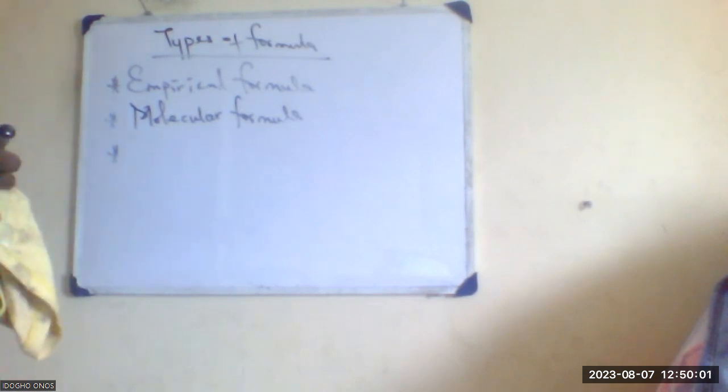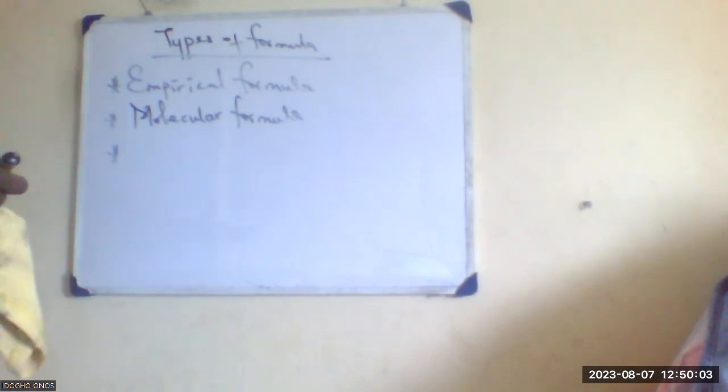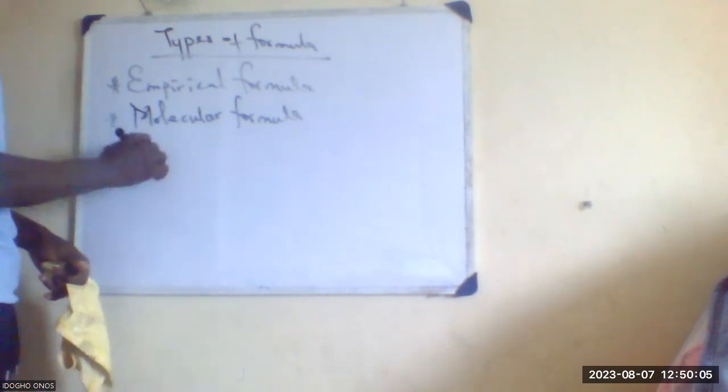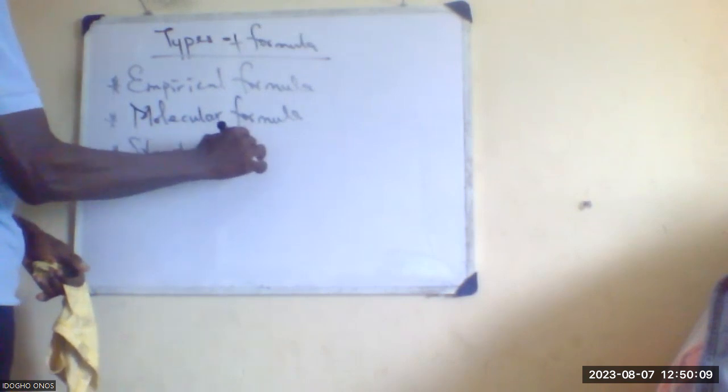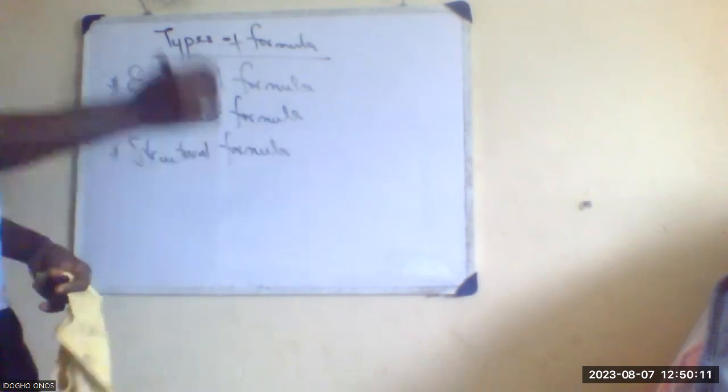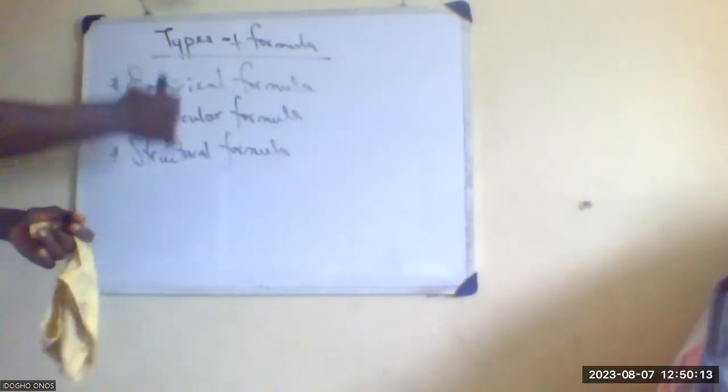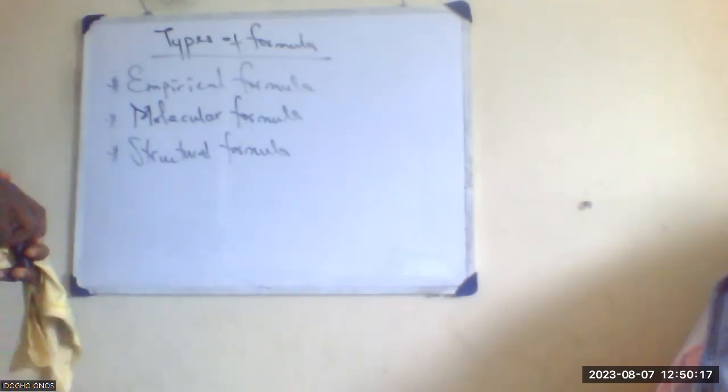Okay, maybe I'll give you a clue. The word I'm looking for starts with an S. Structural formula. So those are the three types of formulas that we have: empirical formula, molecular formula, and structural formula.